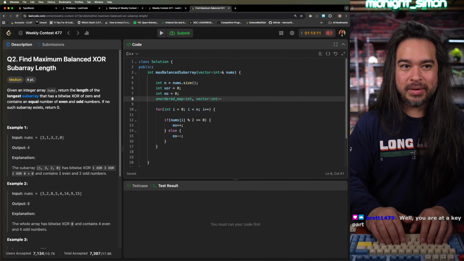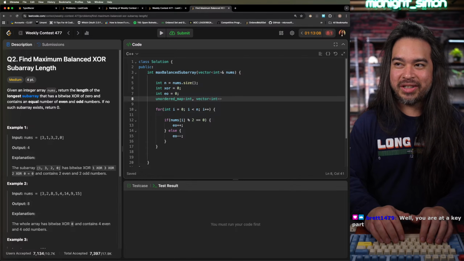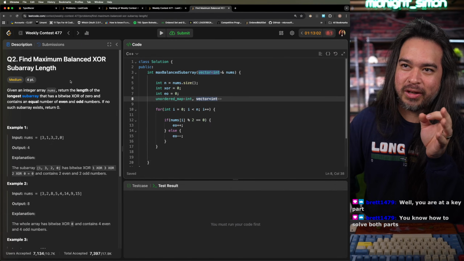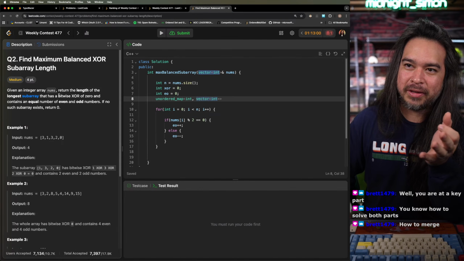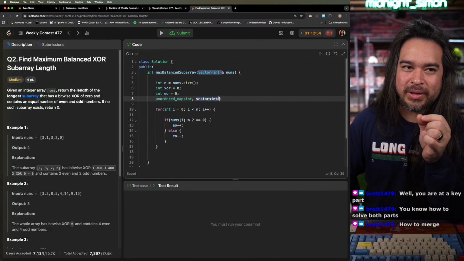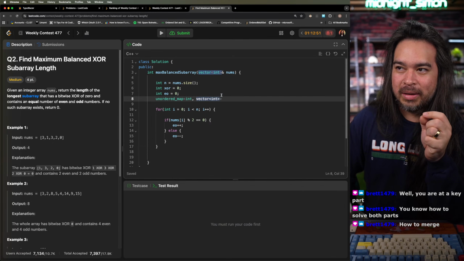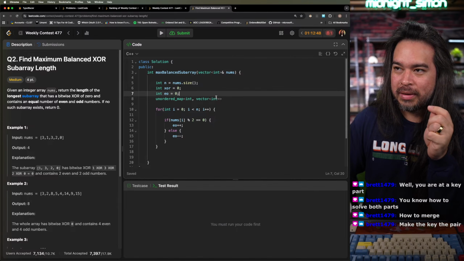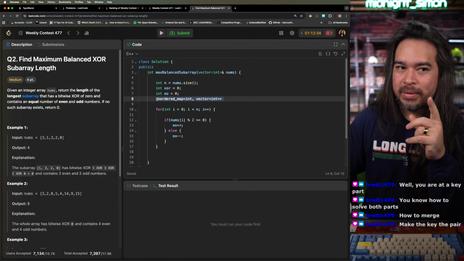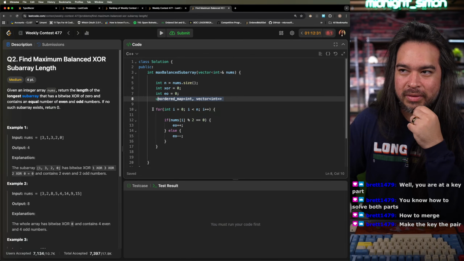But I'm not sure. You are at a key part, yeah. Because if it was just one problem, like what's the longest length of equal evens and odds, then I'd keep only the first number that I find. But since we need both, I think I should keep all of them in both the XORs and the even odd counts, and then somehow figure out how to do that.